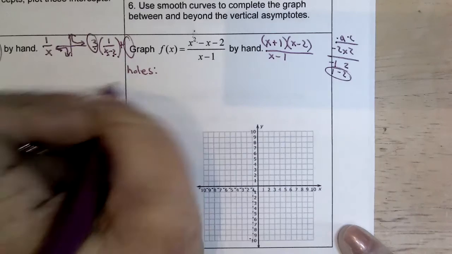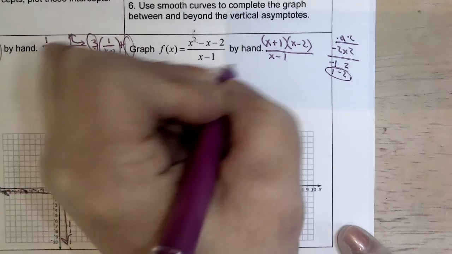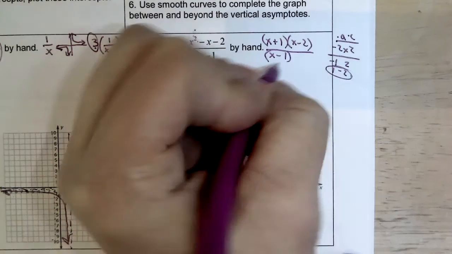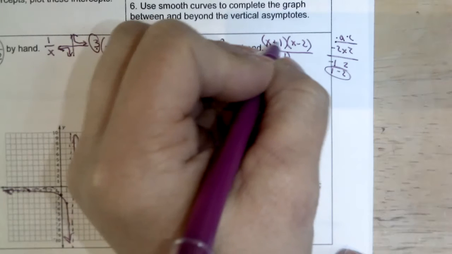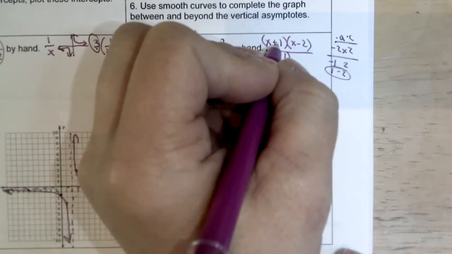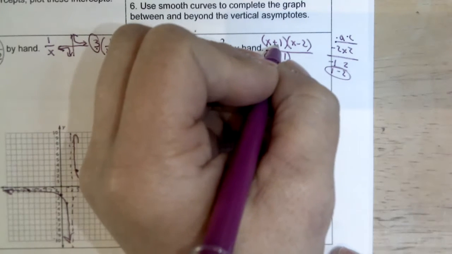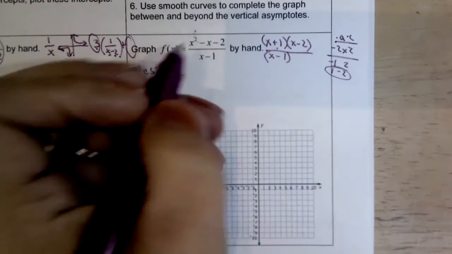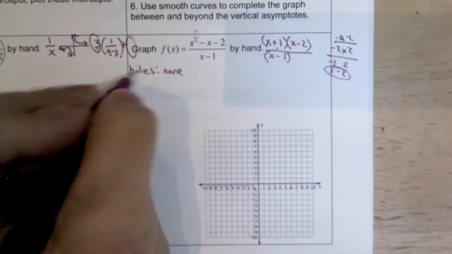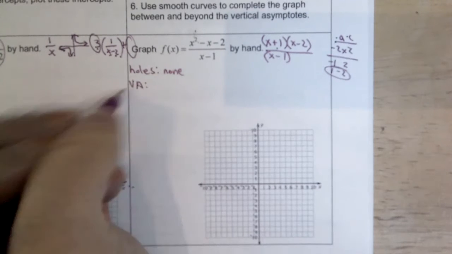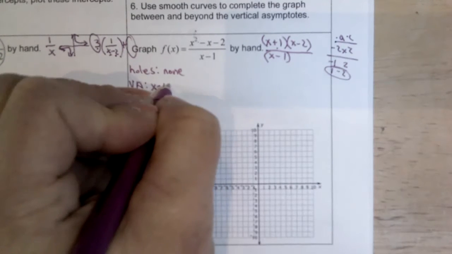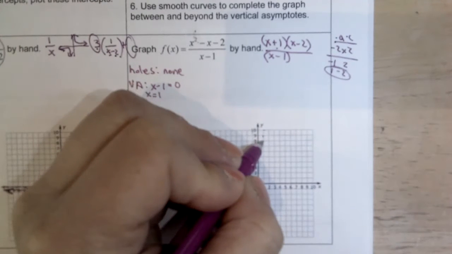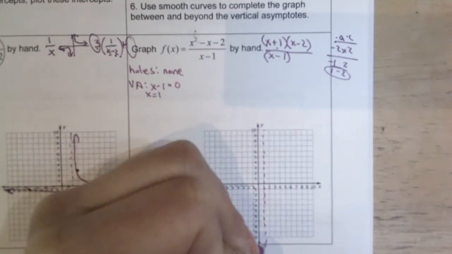So now I'm looking for my holes first. There are none. There's nothing here that cancels. Remember, this is one whole part. I can't break this x and this 1 apart because it's a binomial. The only way I could break it apart would be to factor, in which case I can't factor that. So now I'm going to look at my vertical asymptotes. I'm going to set my denominator equal to 0 and solve, and at x equals 1, I have a vertical asymptote.